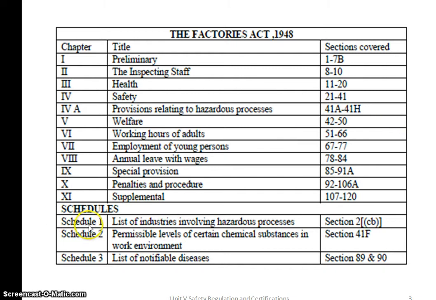And we have certain schedules drafted by the Factories Act. Schedule number 1, list of industries involving hazardous processes. Schedule 2, permissible levels of certain chemical substances in the work environment. Schedule 3, list of notifiable diseases. This we have already discussed in unit 4 under the topic occupational diseases. So that's all for now.